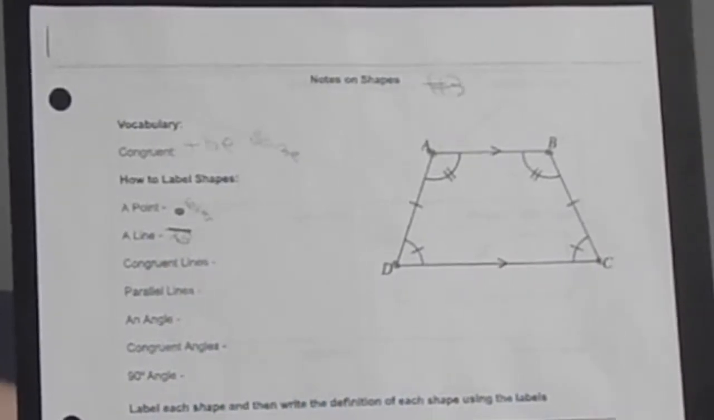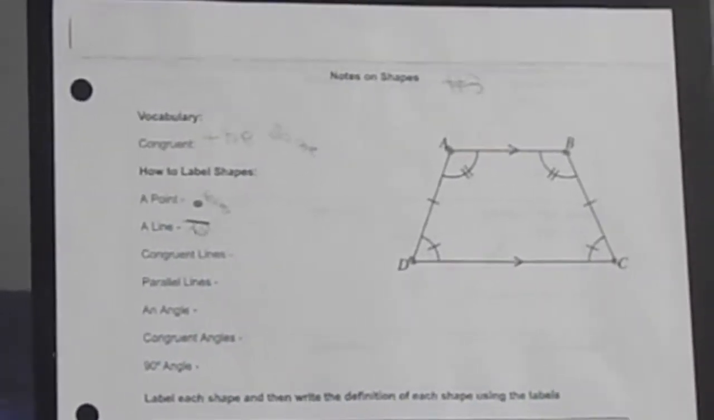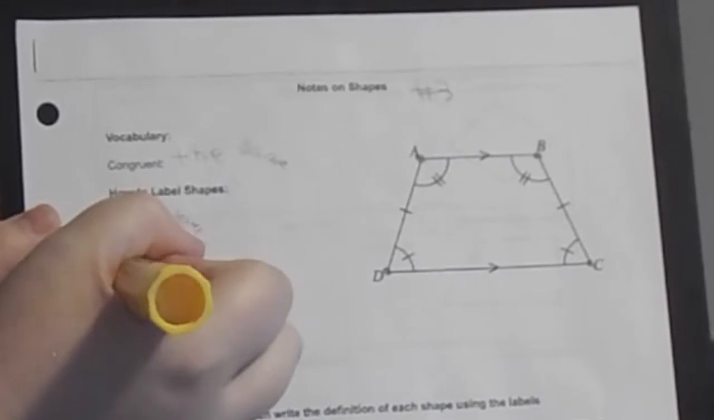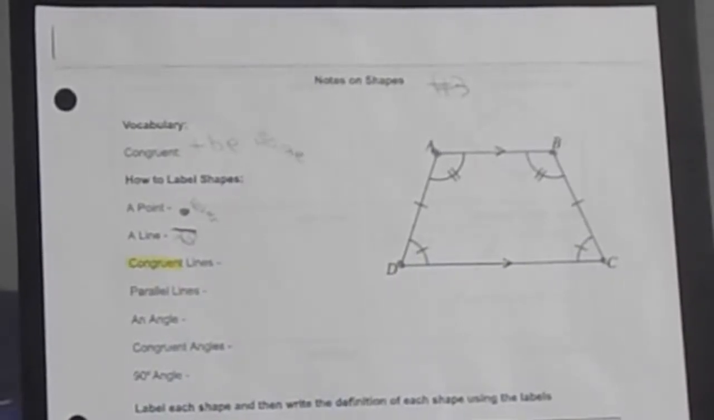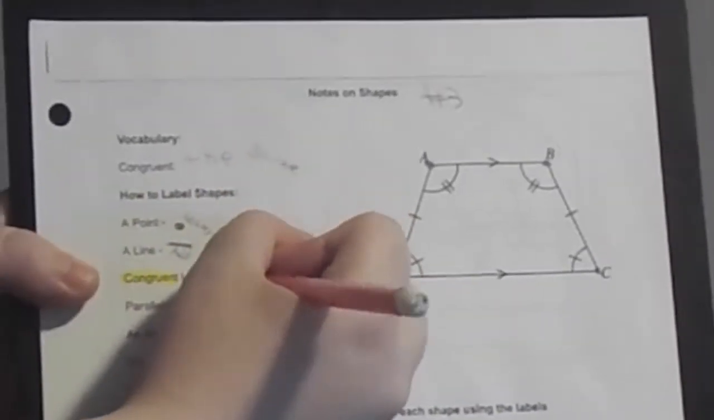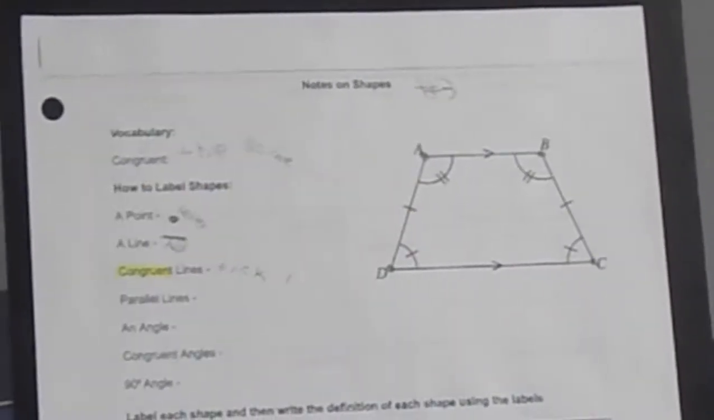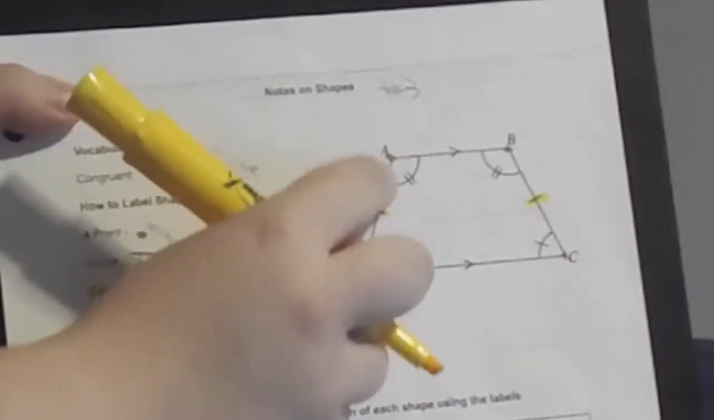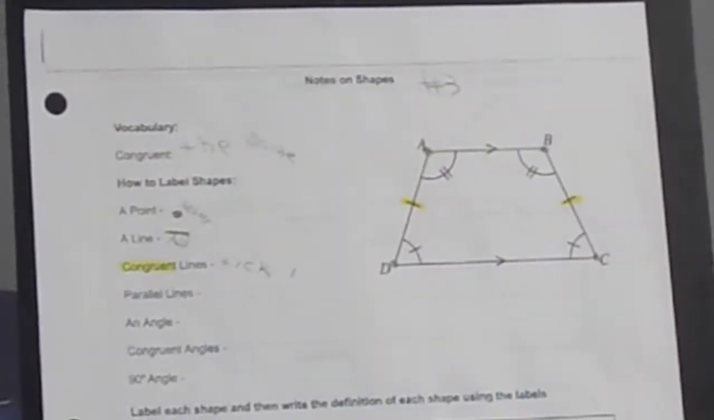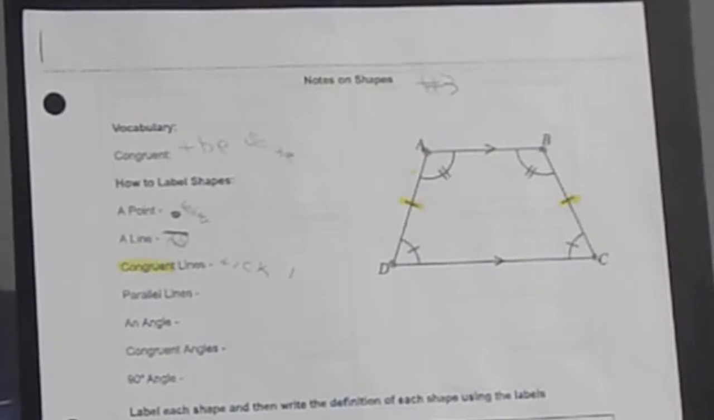Now if I have two lines that are completely congruent, what you end up doing with them is you put a tick mark through them. So you put a tick, which kind of looks like that. So as you can see in this picture, this line is congruent to this line. Meaning if this line was 3 inches, this line is also 3 inches. They have the same length. So that little tick mark means they're congruent.